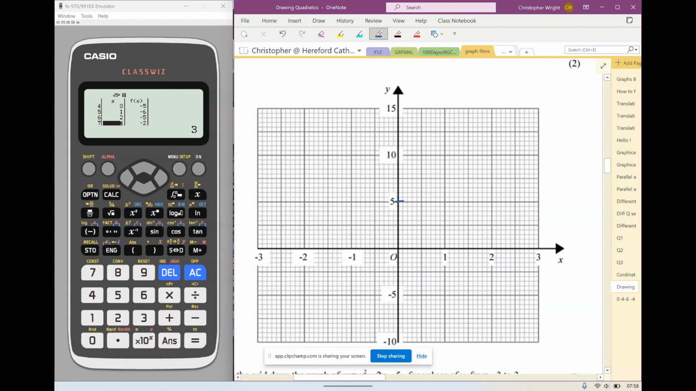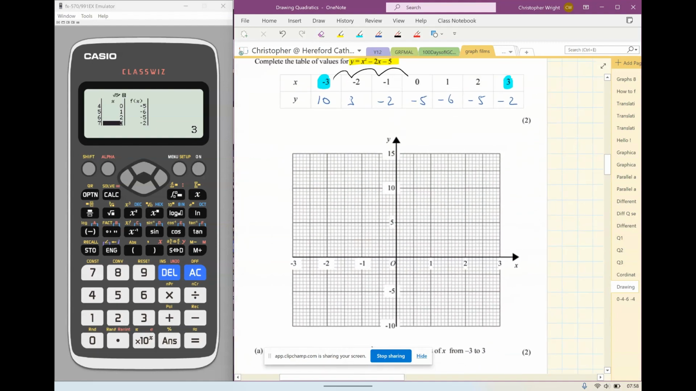Look, that's 5. So, that's going to be 2 little squares for a unit, isn't it? So that would be, for instance, 1, 2, 3, 4, and 5. So make sure you've understood your scale before you start plotting. Okay, minus 3, 10. Minus 3, 10, that's a straightforward one. Minus 2, 3. So that's going to be 6 squares up. There it is.